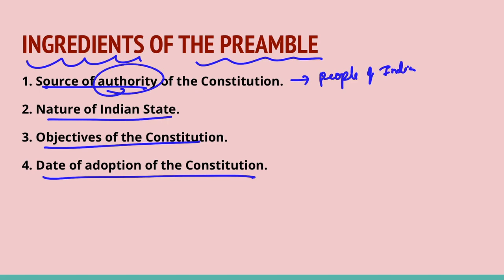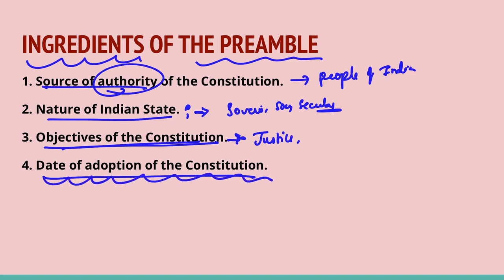Nature of the Indian state. It declares India to be a sovereign, socialist, secular, democratic and republican polity. Objectives of the Constitution. This specifies justice, liberty, equality and fraternity as objectives. Date of adoption of the Constitution. This stipulates November 26, 1949 as the date.